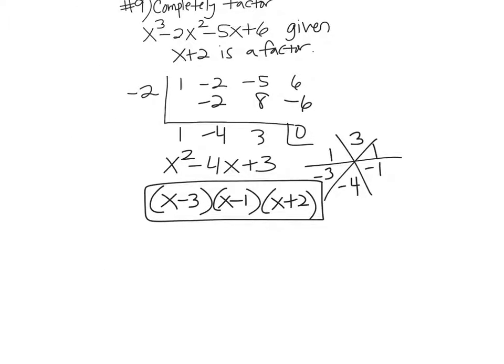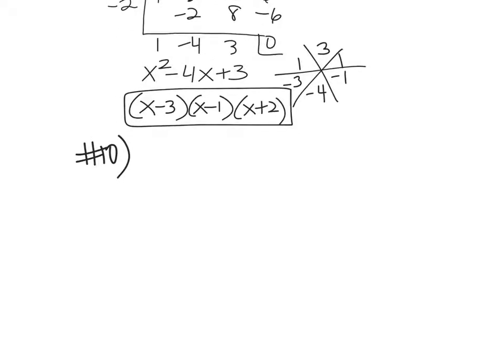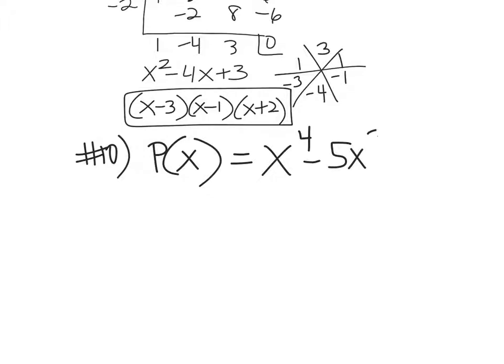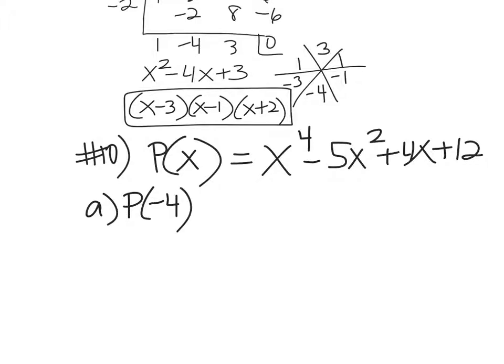Okay, and then finally, the last one, number 10. Whew. All right, we can use synthetic division to evaluate a polynomial. So let's say that we have a polynomial p of x, okay? And p of x is equal to x to the 4th minus 5x squared plus 4x plus 12. All right? And let's say that I want to find out what p of negative 4 is. I want to evaluate the polynomial when x is negative 4.